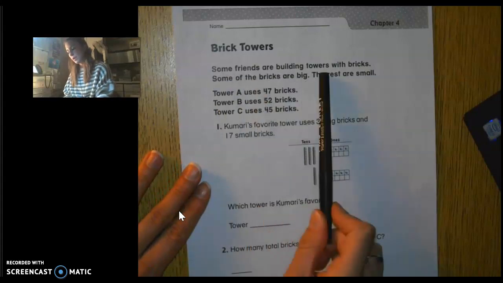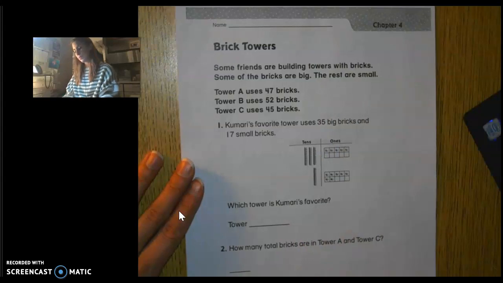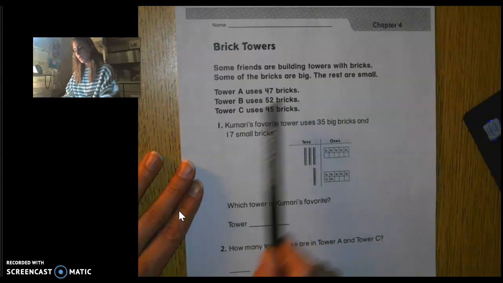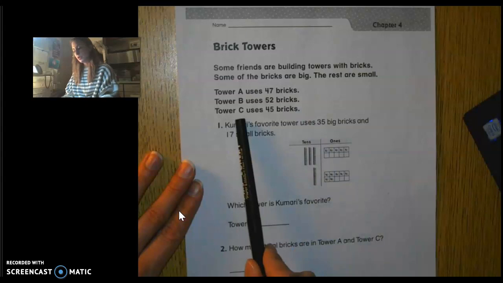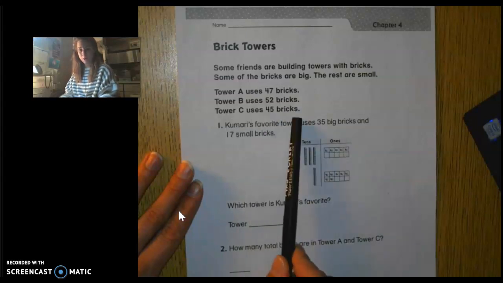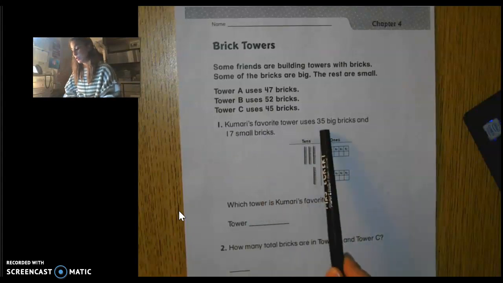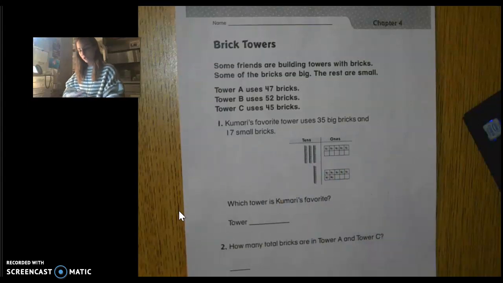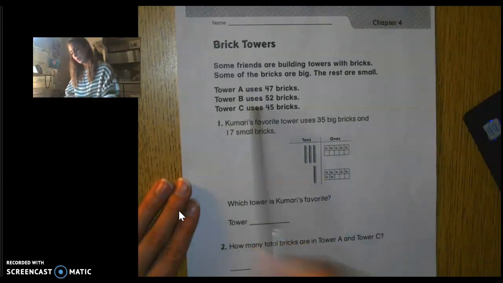Some friends are building towers with bricks. Some of the bricks are big, the rest are small. So Tower A, one of the towers built, uses 47 bricks. Tower B uses 52 bricks, and Tower C uses 45 bricks. Kumari's favorite tower uses 35 big bricks and 17 small bricks. So they have laid that out for you in picture form. Which tower is Kumari's favorite? Tower A, Tower B, Tower C.